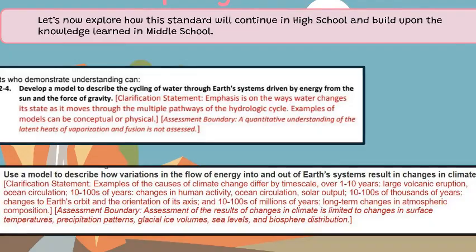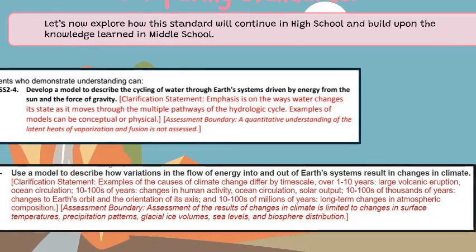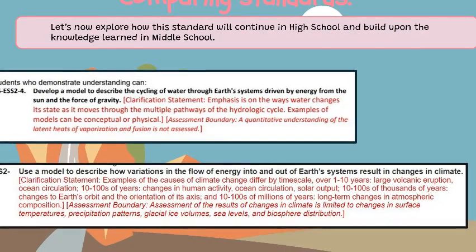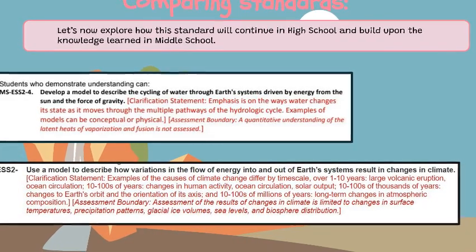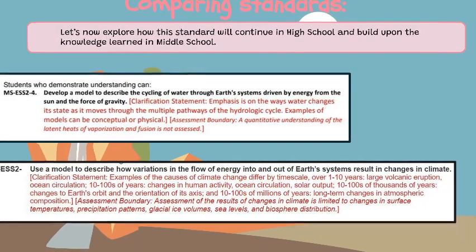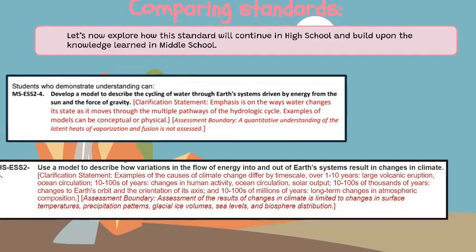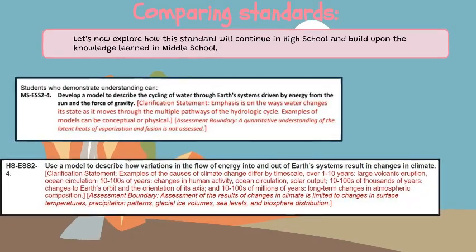Comparing standards. Let's now explore how this standard will continue in high school and build upon the knowledge learned in middle school. So in middle school, they develop a model to describe the cycling of water through Earth systems driven by energy from the sun and the force of gravity. In high school, they use a model to describe how variations in the flow of energy into and out of the Earth systems result in changes in climate.